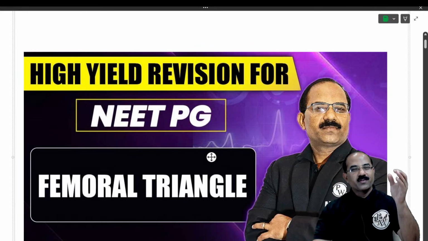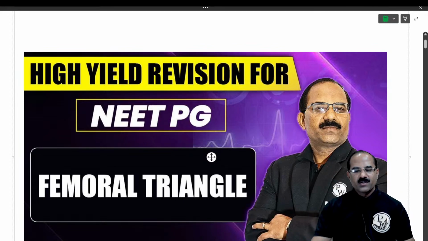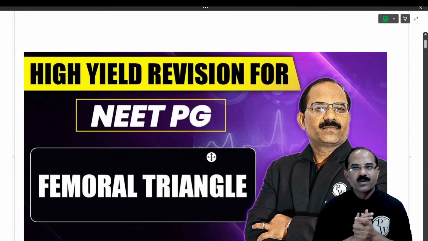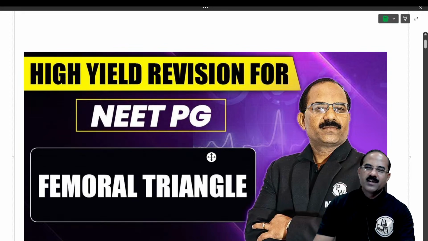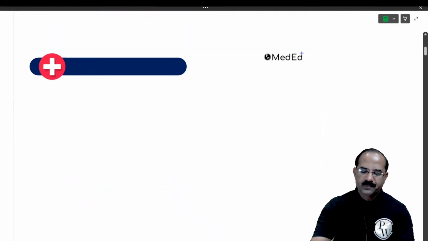आज का टॉपिक है femoral triangle. So students, let us understand this femoral triangle. ये कैसे बनता है femoral triangle? The boundaries of femoral triangle, the contents of femoral triangle. ठीक है बच्चों? So let us begin with this femoral triangle. Have a look at this.